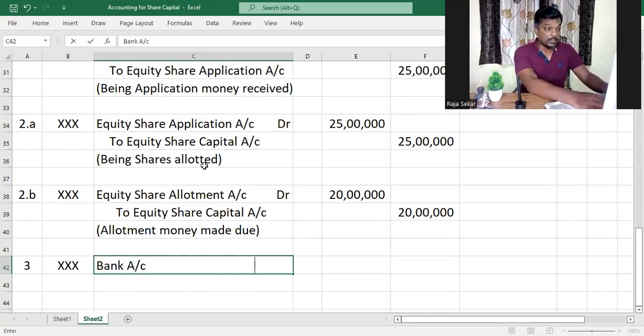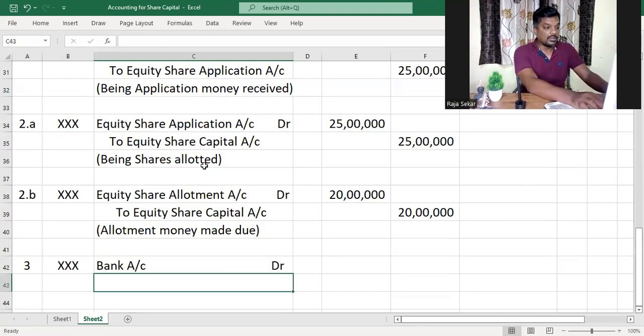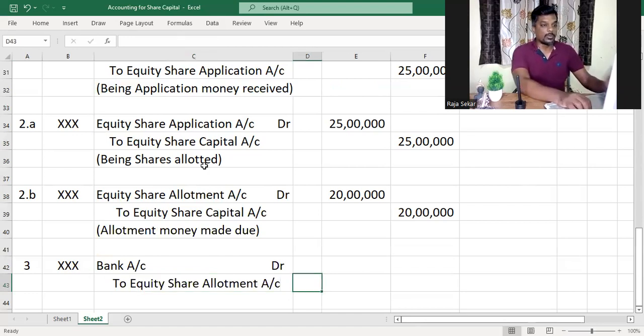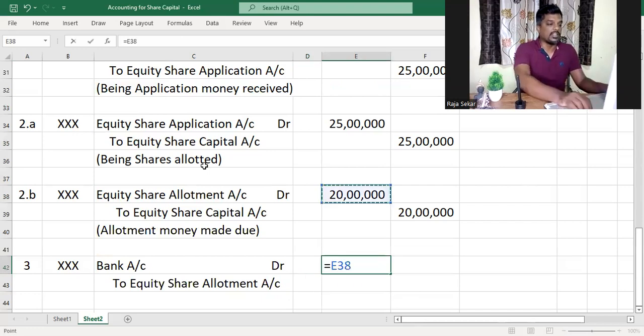What would that be? When I receive money, money increases in my bank account, therefore bank account will be debited, and I'm receiving it against what? Against the right to receive money for allotment. The right is represented in the equity share allotment account. Once those shareholders have paid me the money, it cannot be an asset anymore, because they fulfilled their duty of paying, and I have used my right to receive that money as I received money from them.